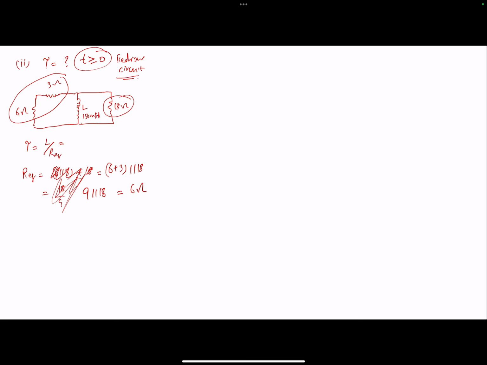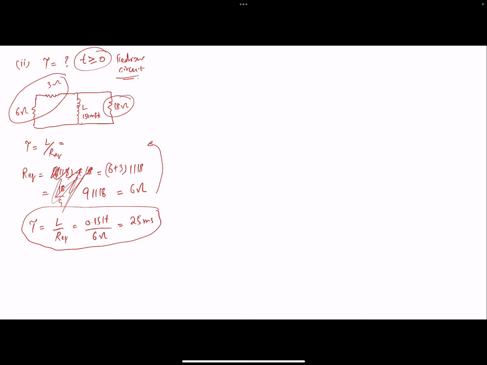Okay, so once we get that, I can replace this value over here, or let me rewrite this. L over R equivalent. L is 0.15 Henry, it was 150 millihenries divided by 6 ohms. It is going to come out to be 25 milliseconds. Okay, nice. I ended up finding the value of both I naught and the value of tau.